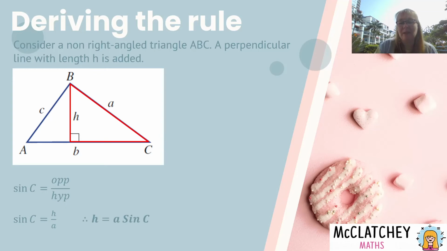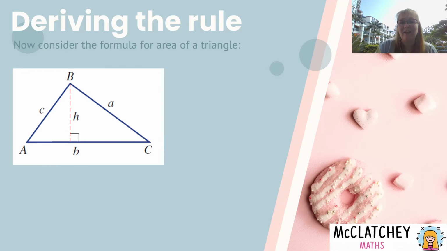Now we're going to substitute that back into our area formula for a right angle triangle. You'll remember that's half times base times height, but now we know the height is equal to a sine C. So what we can do now is substitute that into our traditional right angle triangle formula, replacing h with a sine C, and then we end up with our new formula for a non-right angle triangle. Area equals half AB sine C.